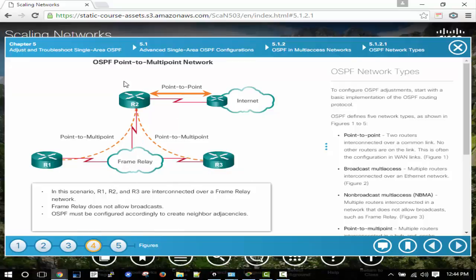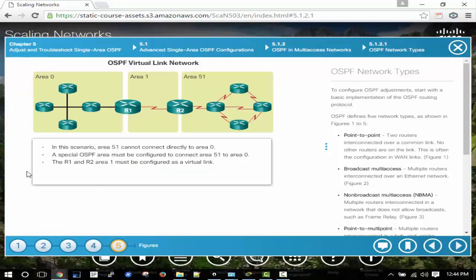So here's a point-to-multipoint Frame Relay network. We'll learn more about it in OSPF. This used to be CCNP only, and I don't know why they're putting it in our single area one, but it's called a virtual link.